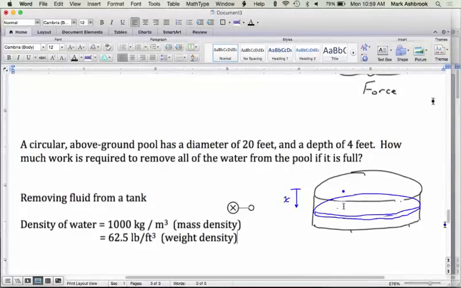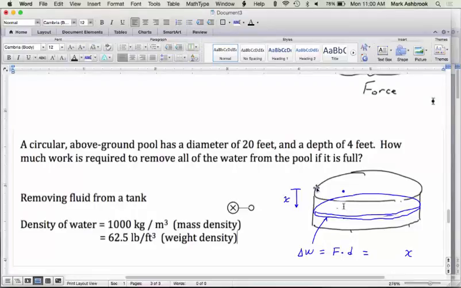So we can get, using a layer, the work on that layer will be the same everywhere, right? Because it's the same distance. Okay, so we want the work to get this layer out. So it'll be force times distance. What's the distance this layer has to go to get it out of the pool? X. That's just x, the distance from the top, right? Once we get it to the top, we essentially have gotten it out of the pool.